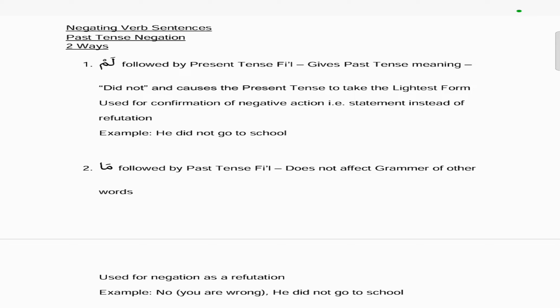This type of negation is used for confirmation of a negative action, meaning it's a statement instead of refuting someone. An example is to say that he did not go to school. We're not refuting, you're just confirming a negative action.